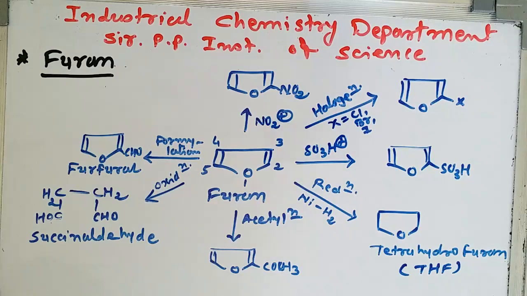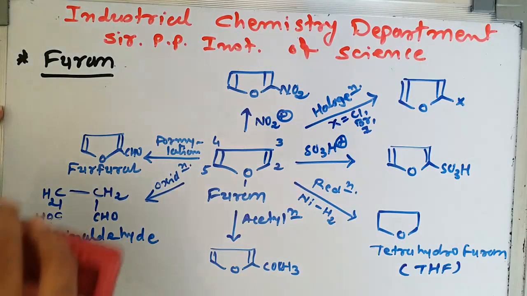These are the derivatives of furan, and the most important use of furfural, or furan 2-aldehyde, is as a solvent in the vegetable oil and petroleum industry. So here we complete our second component, furan. Now we start the third component, that is thiophene.